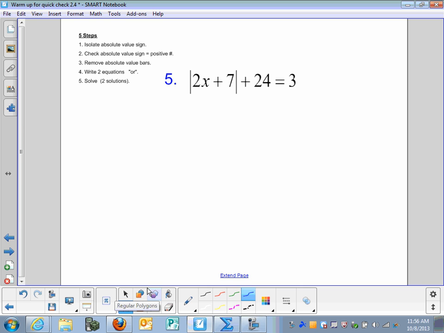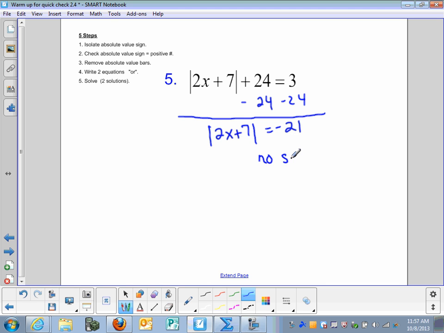Our final problem, number 5. The absolute value of 2x plus 7, plus 24 equals 3. We're going to isolate the absolute value sign. So we're going to subtract 24 on both sides. Okay, now that we've isolated the absolute value sign, we're going to check that the absolute value is equal to a positive number. In this instance, the absolute value of 2x plus 7 is equal to negative 21. So our work is done here. We have no solution.